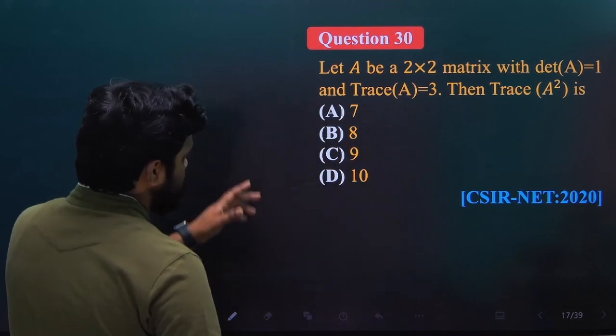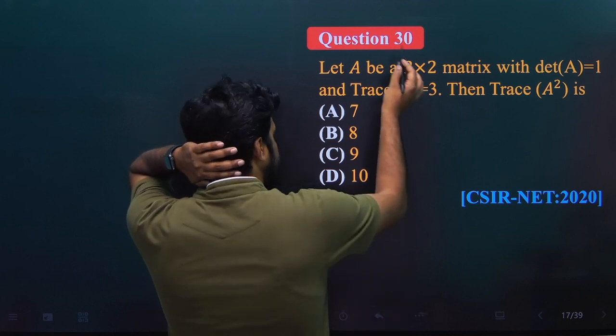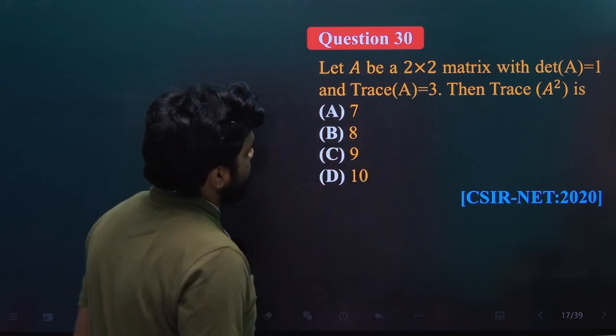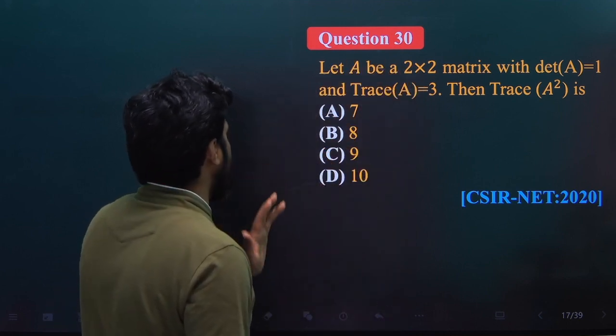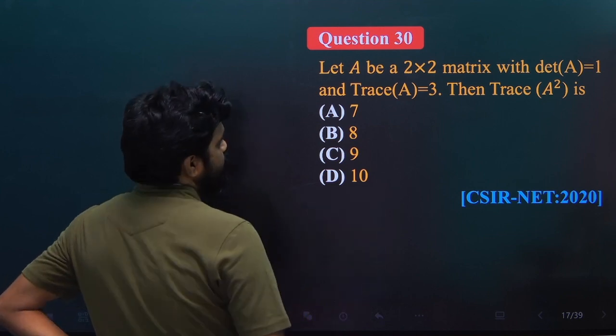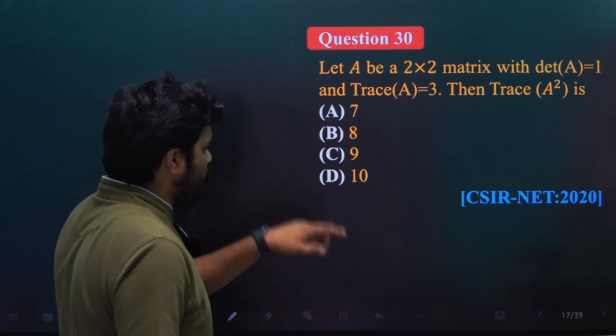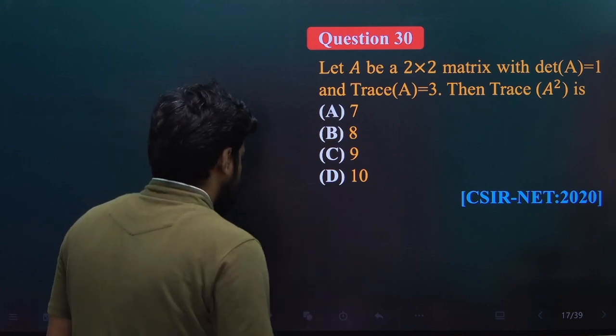This question was asked in CSIR NET 2020. So what is given here? Let A be a 2x2 matrix with determinant A, and trace A is 3. We have to find trace A square.